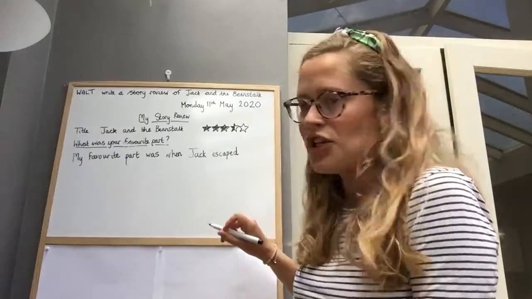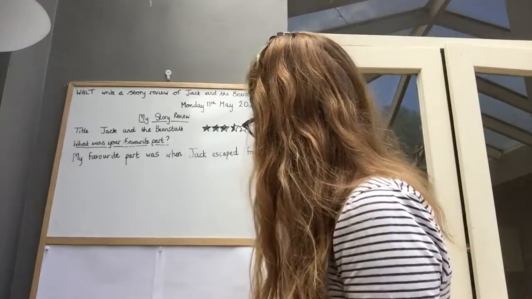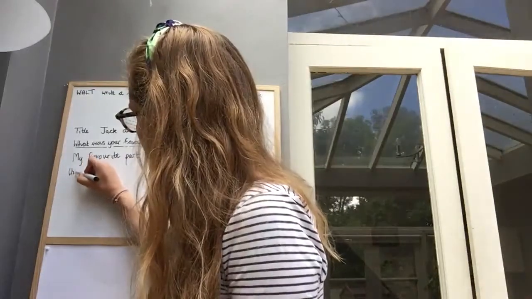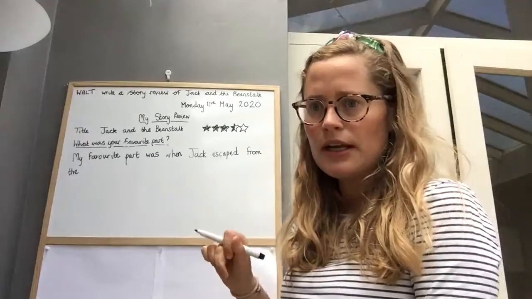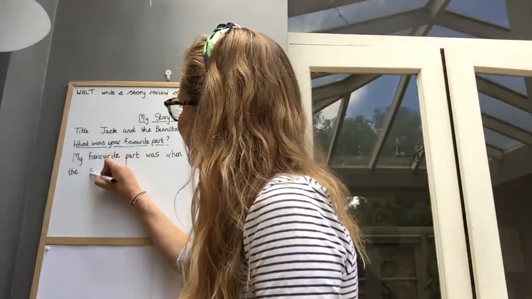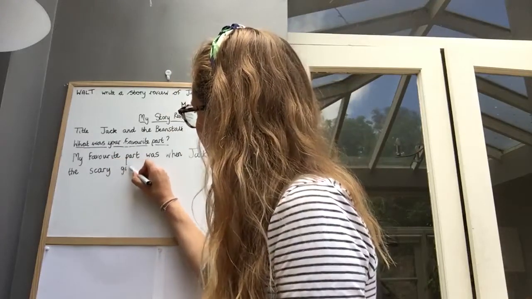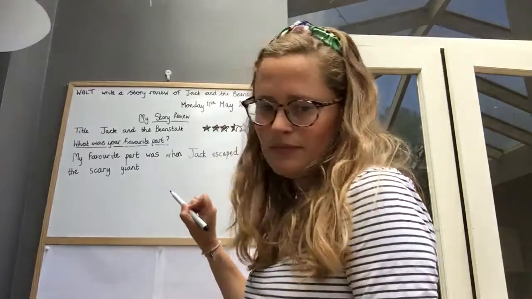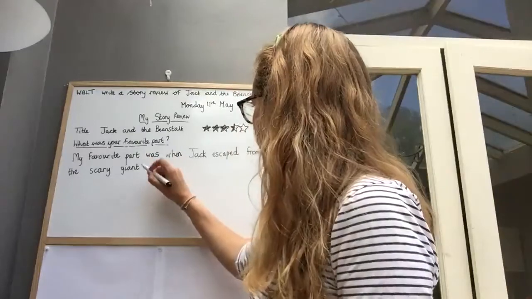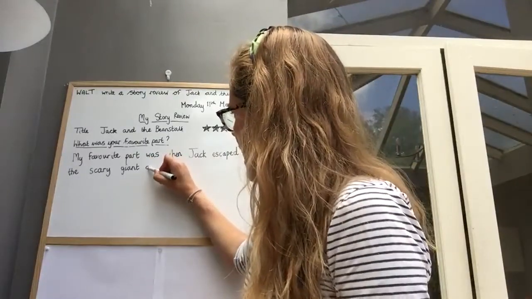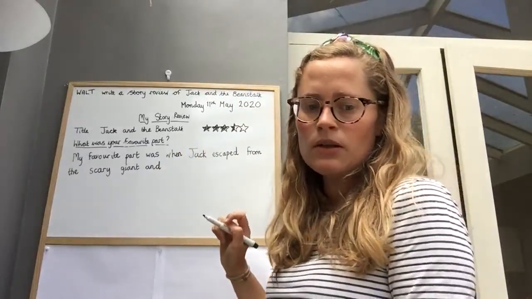My favourite part was when Jack escaped from, when he escaped from the giant. Maybe we could describe the giant. I'm going to put from the scary giant. And then I'm going to use a joining word because I haven't finished my sentence yet. My favourite part was when Jack escaped from the scary giant, and that's my joining word. See if you can use it in your sentences, year one.